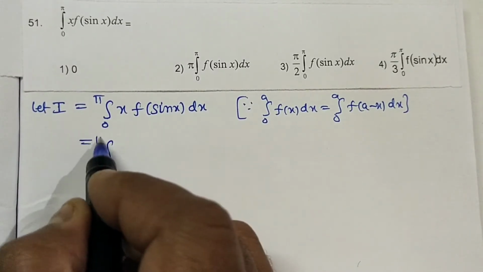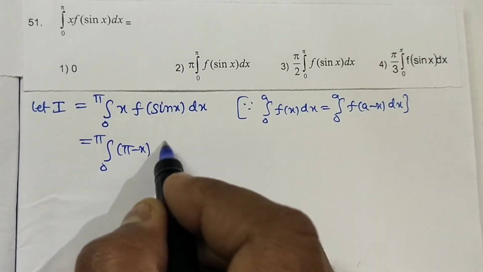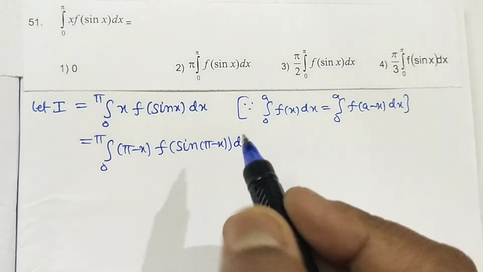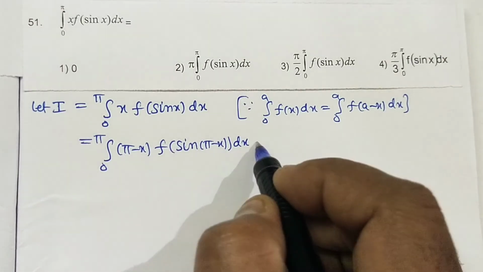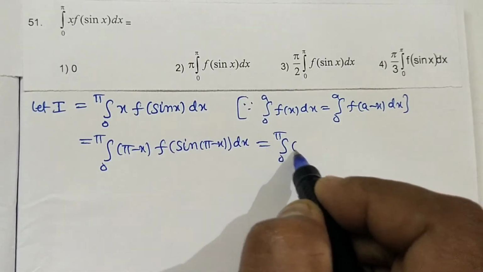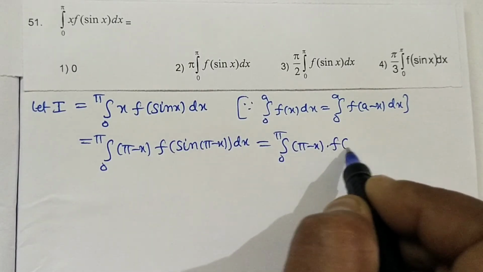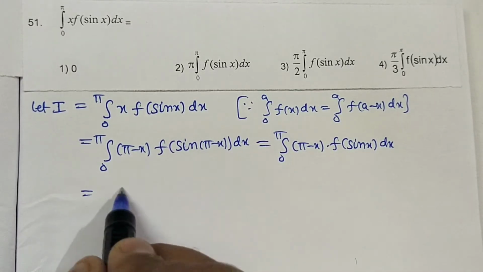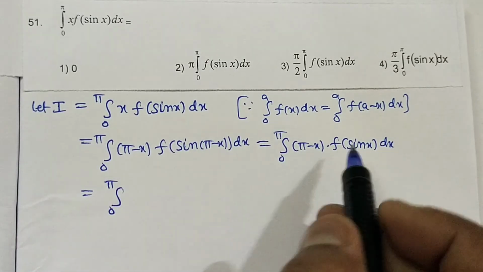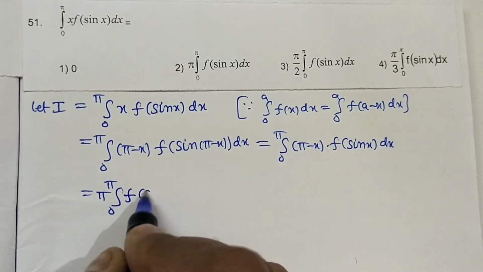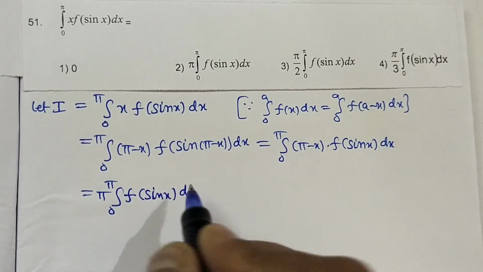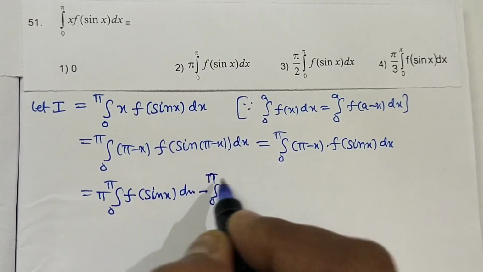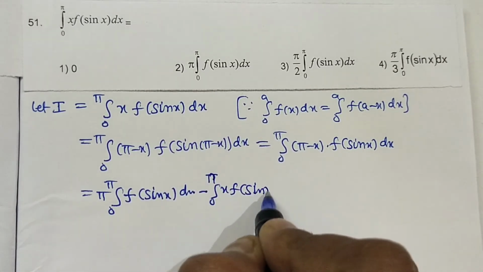So integral 0 to pi, pi minus x, f of sin of pi minus x into dx. Sin of pi minus theta is sin theta, we know that. Integral 0 to pi, pi minus x into f of sin x. After that, split into two integrals here. Integral 0 to pi, so pi constant you can take outside, f of sin x into dx minus integral 0 to pi x into f of sin x into dx.